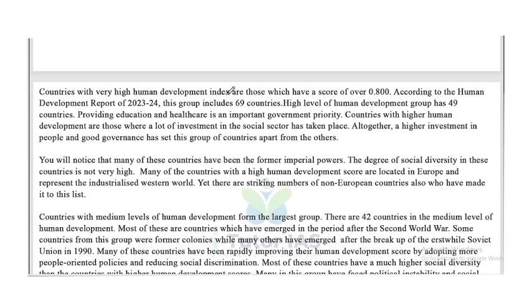Countries with very high human development index are those which have a score of over 0.800. According to the Human Development Report 2023-24, this group includes 69 countries. The second one is the high level of human development group, which has 49 countries. Providing education and healthcare is an important government priority. Countries with higher human development are those where a lot of investment in the social sectors has taken place. Altogether, a higher investment in people and good governance has set this group of countries apart from the others.